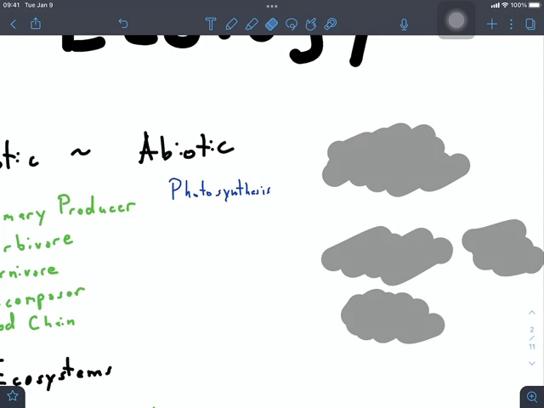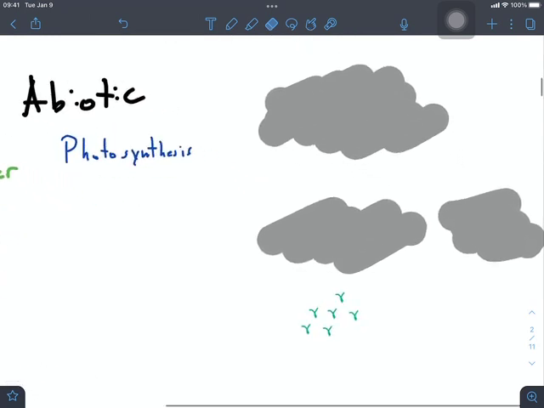a mix of cartoonish illustrations as well as images directly taken from sources. You can find the works cited and the sources from which I've taken images from attached to this talk in the comments. Our primary producers, a good example of this would be something like our grasses.